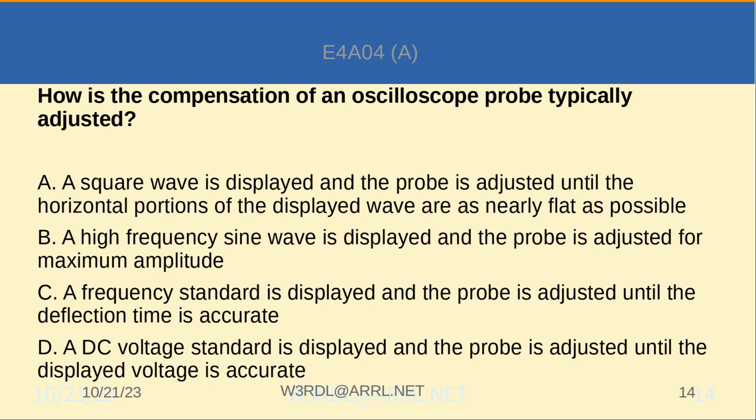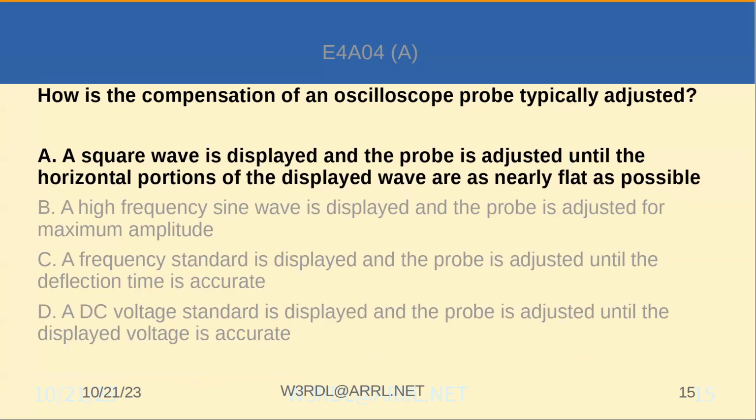Okay, how's the compensation of an oscilloscope probe typically adjusted? Alpha. Yep.